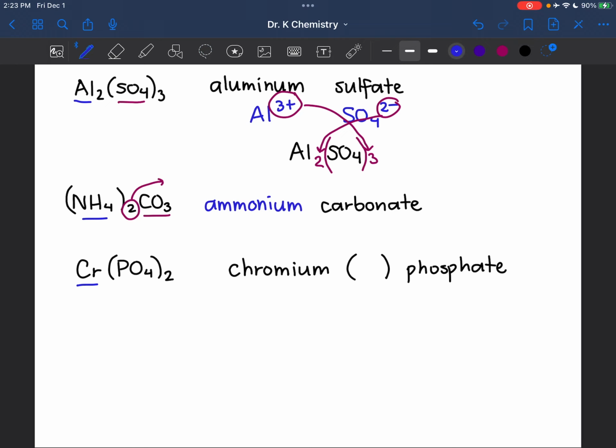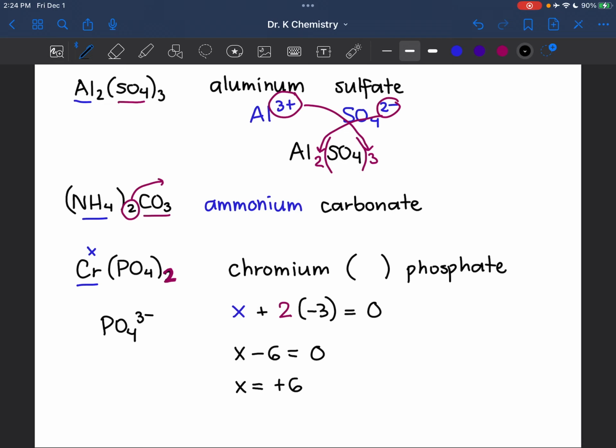So I'm going to assign a variable x to chromium because I don't know the charge on that. And then I know that the charge on a phosphate is -3. Now I do need to account for how many phosphates are in the formula, and I see that there are 2 of them. So I have to multiply that by 2 to set up my equation. If we solve for that, we're going to get x is +6, which means this is chromium(6) phosphate.